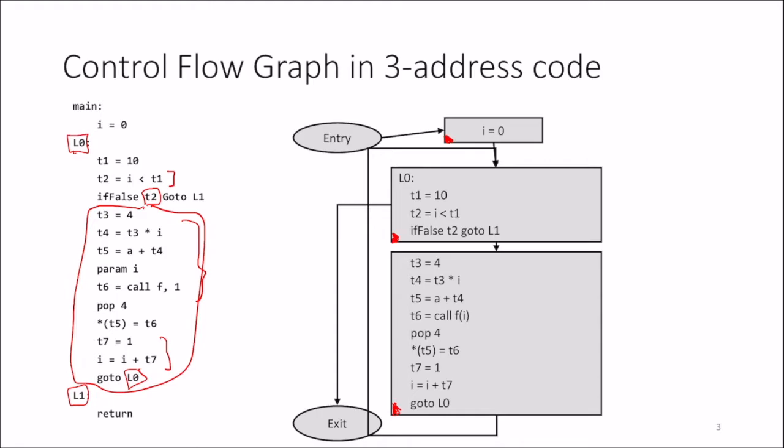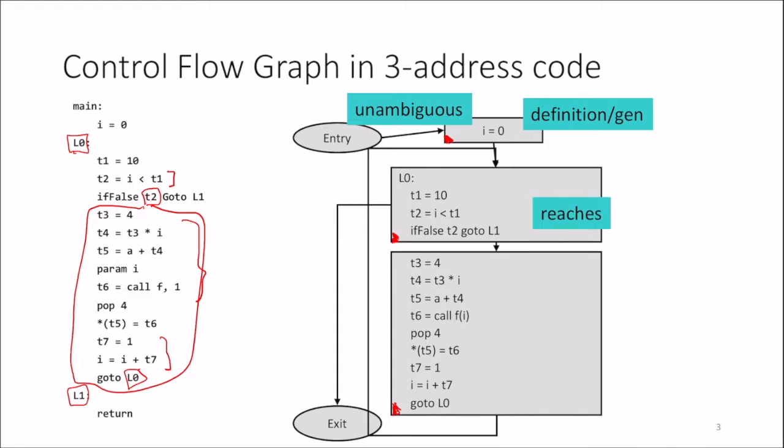In this case, let's focus on the variable I. I is first defined up in that first basic block over there. In this case, it's unambiguous. There's only one definition for I, one place where I is defined. It reaches this location. By reaches, I mean used. Essentially, I is used in this line of code here, checking whether I is less than T1. It also calls a function with the argument I. So again, it's used on this line.